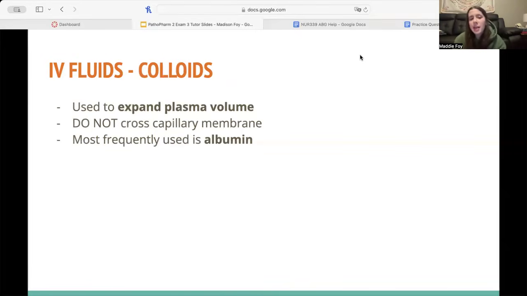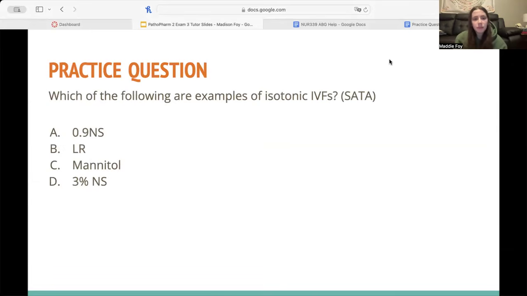The colloids then are used to expand specifically your blood plasma volume, which, if you've ever done plasma donation, plasma is different than the actual blood. These are unique because they do not cross the capillary membrane. And the most frequently used is albumin. So when you see albumin, you need to think colloid, you need to think the expansion of plasma volume specifically.